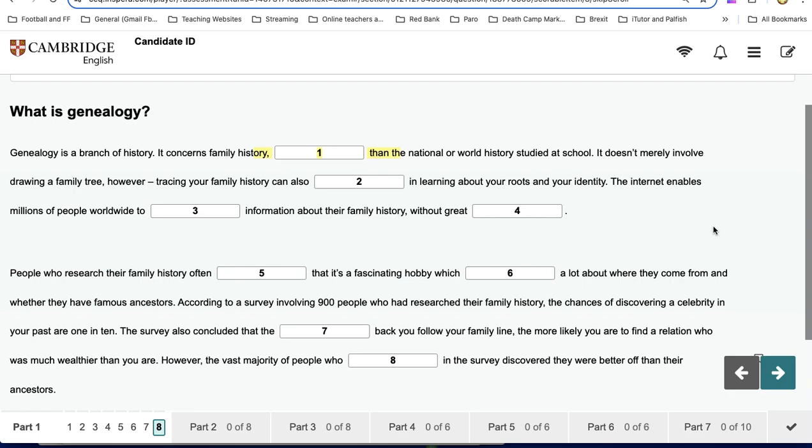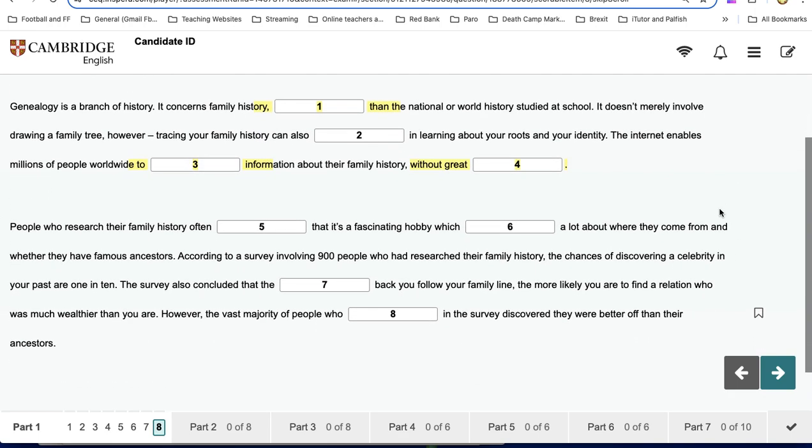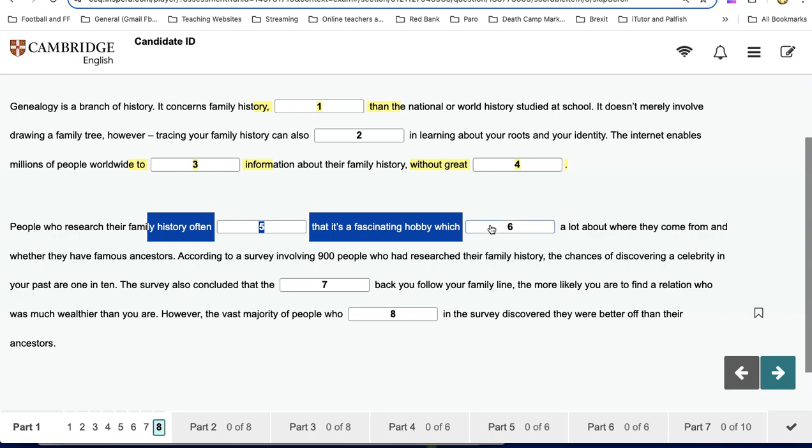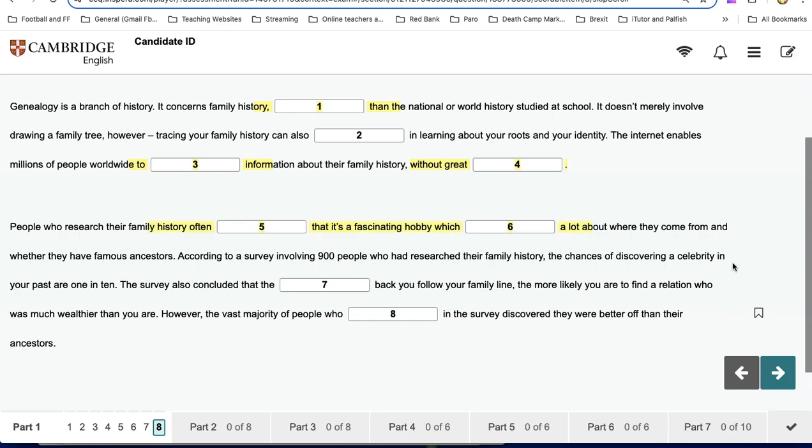It doesn't merely involve drawing a family tree, however. Tracing your family can also in learning about your roots and identity. The internet enables millions of people worldwide to information about their family history without great. So I'm getting some idea of kind of what I think the answers might be. People who research their family history often that it's a fascinating hobby which a lot about where they come from and whether they have famous ancestors.